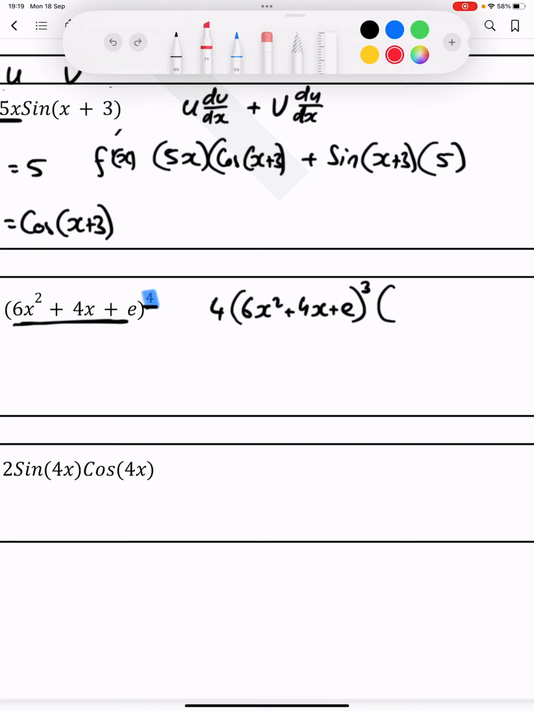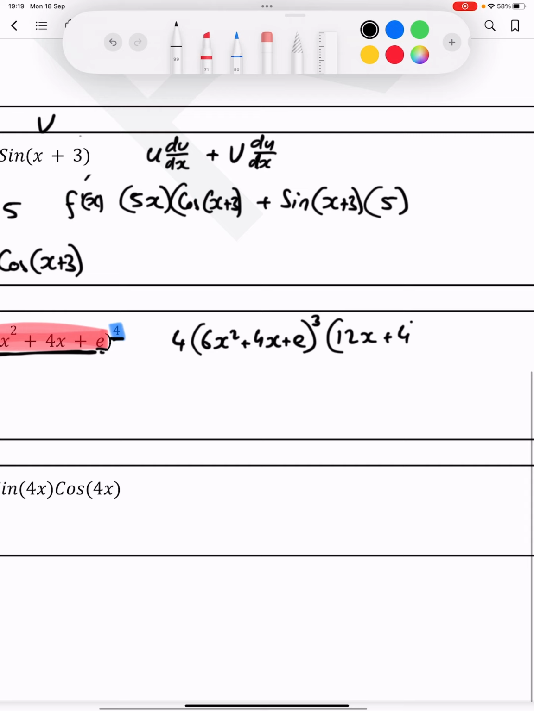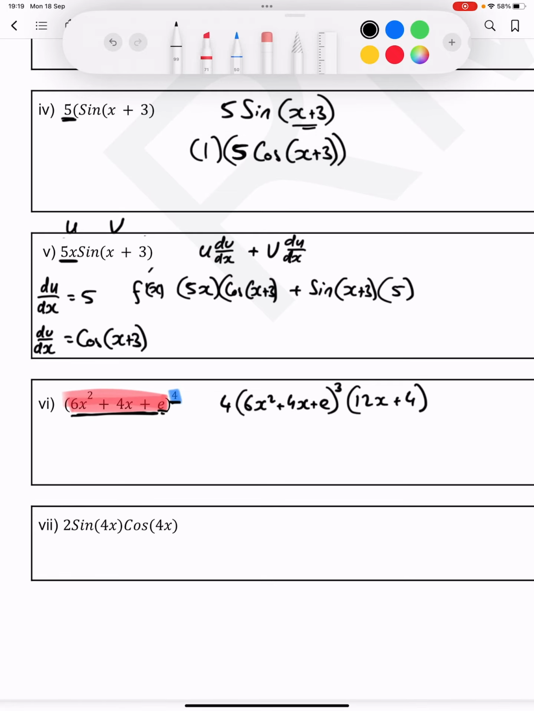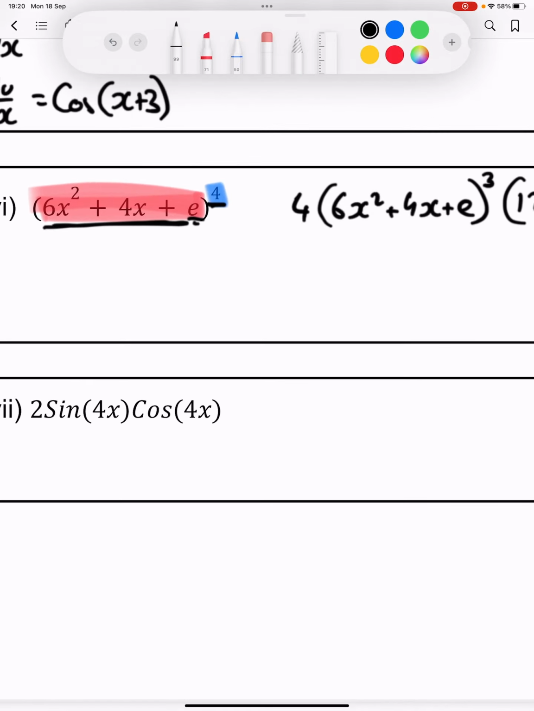Let's use a different color. So, and then the derivative of this is, well, 6x squared will become 12x, 4x will just become plus 4, and e is just a ratio or a number value, and that would derive to 0, so there's no need to put that in. Okay, and that's it. You wouldn't go expanding that much further than that. That's perfect as it is. Bar you were asked for it in a different form, but you shouldn't be.